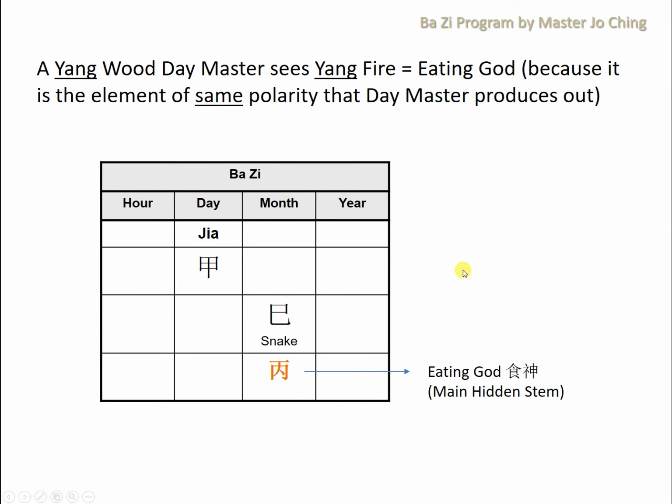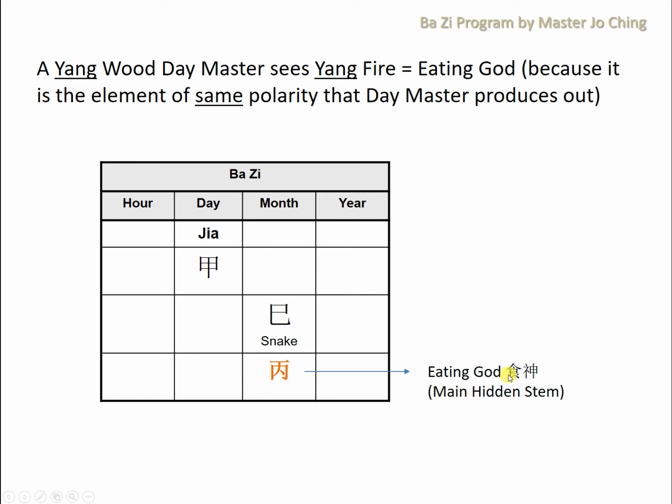So, you see, when we come to the concept of ten god, how we determine the name of the ten god for each so-called earthly branch and the hidden stems is that we go by, of course, the productive and the countering or the exhaustion cycle, all right? So in this case, for a Jia Day Master, if you see a Bing hidden stem here, we actually label this as the eating god, the Shi Shen, okay?